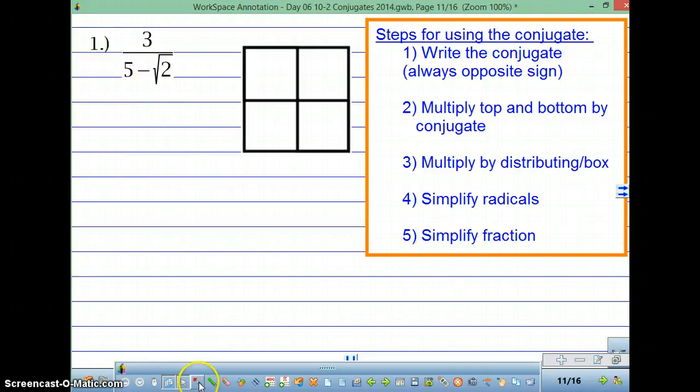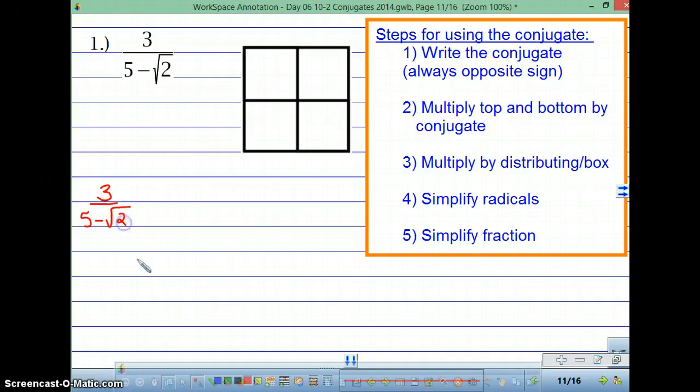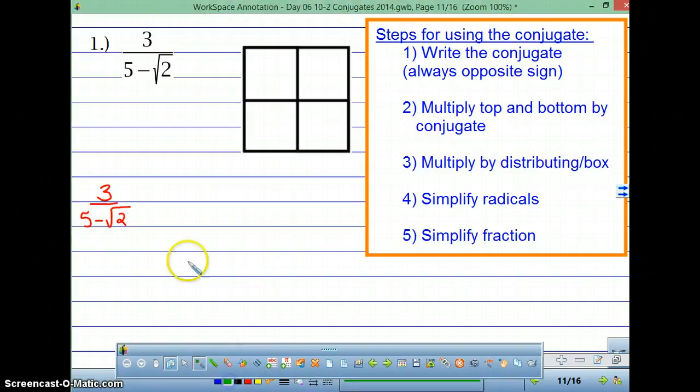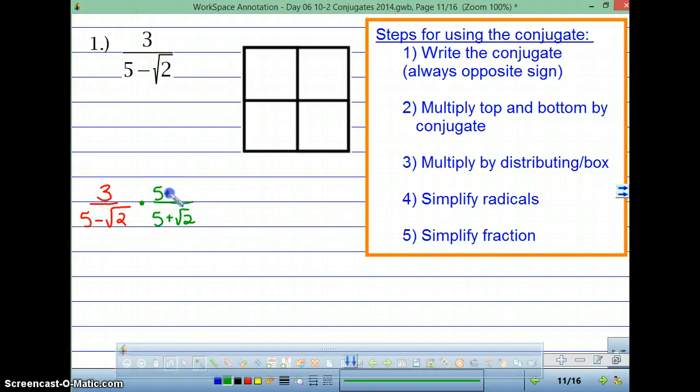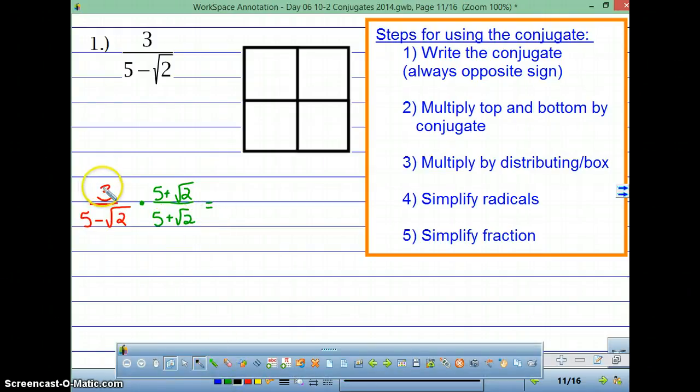All right, I'm going to give myself a little space here. Do not skip steps. It is complicated enough. Please keep the steps there. We're going to multiply by the conjugate. What's the conjugate? It's going to be 5 plus root 2. And we have to multiply by 1, so we're not changing the value. So we have it in the numerator and the denominator. Okay? Now, look here. In the numerator, it's kind of like doing this. 3 times 5 plus root 2.